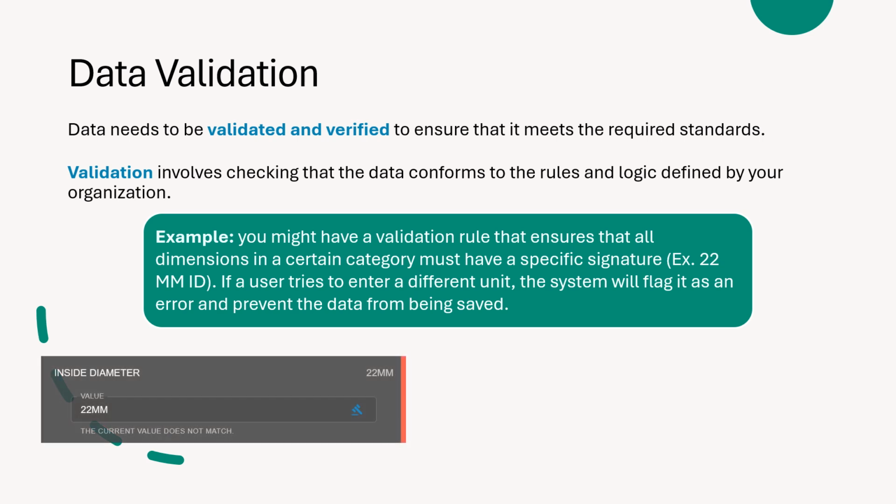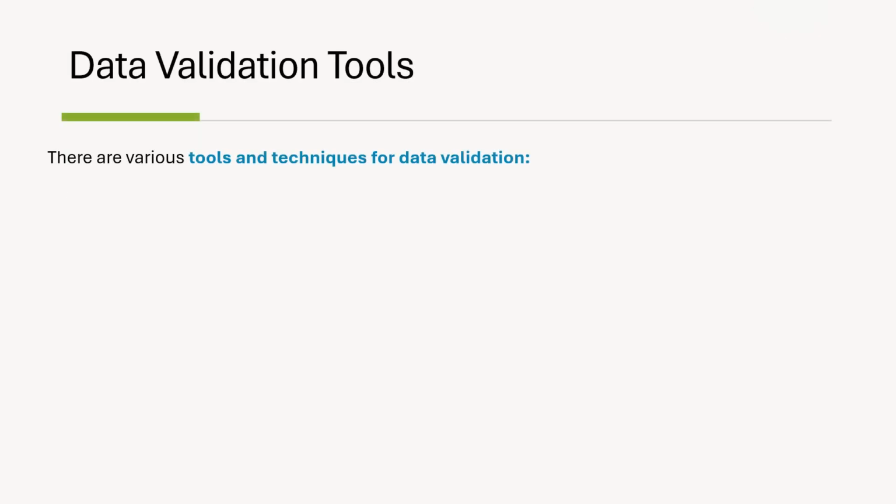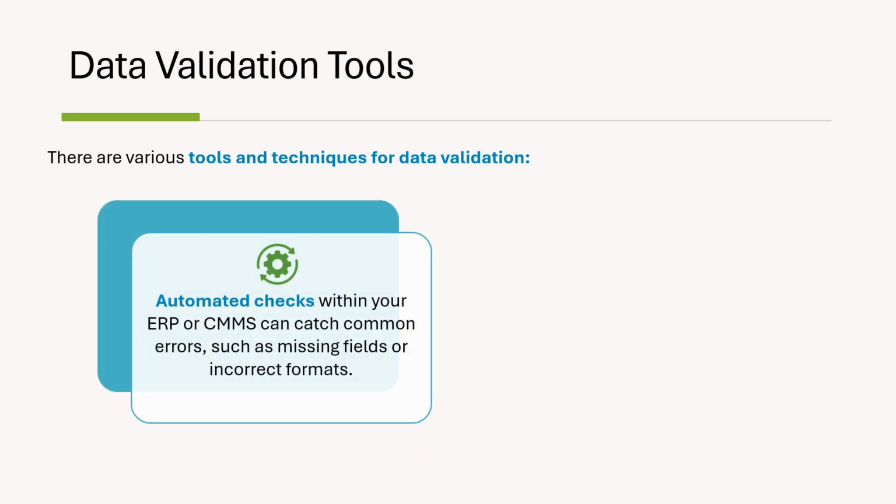In our example, a user in IMA's UManage Pro tries to enter the inside diameter of an item 22 mmID without the space between the 22 and mm, which triggers a notification and correction to the format. There are various tools and techniques for data validation. Automated checks within your ERP or CMMS can catch common errors such as missing fields or incorrect formats.